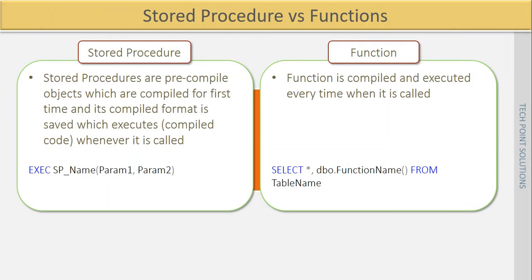Store procedures are pre-compiled objects which are compiled for first time, and its compiled format is saved, which executes whenever it is called. A function is compiled and executed every time when it is called. So whenever you create a store procedure and execute it first time, it takes some amount of time because it is creating a compiled format and stores in a memory, and whenever we invoke store procedure next time, it calls from the memory. In case of function, it is compiled and executed every time when it is called.